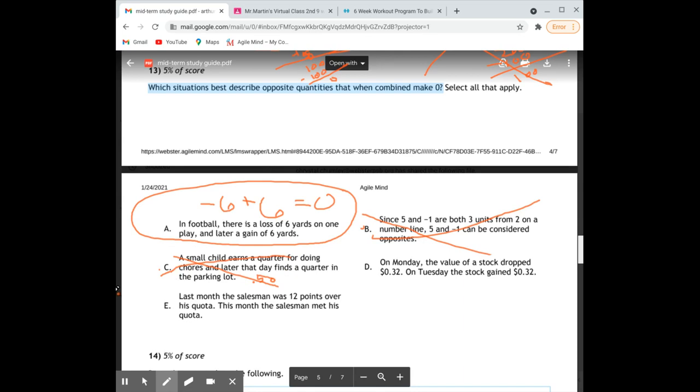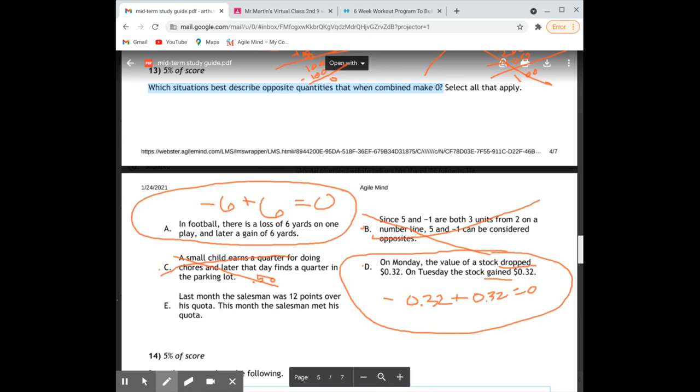All right, looking at the next one, part D. On Monday, the value of a stock dropped 32 cents. On Tuesday, the stock gained 32 cents. All right, so it dropped and then it gained. So how could I write that? -32 plus 32. Correct. And what's that going to equal? 0. All right, so does that combine to make 0? Yes. Good.